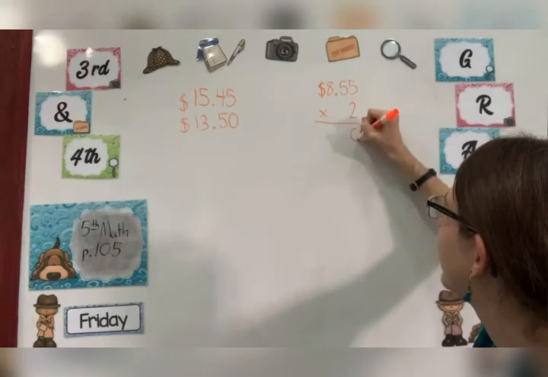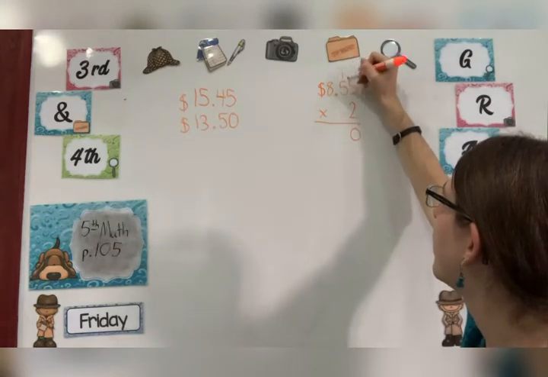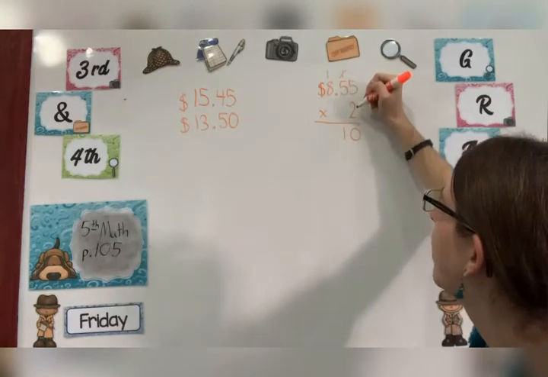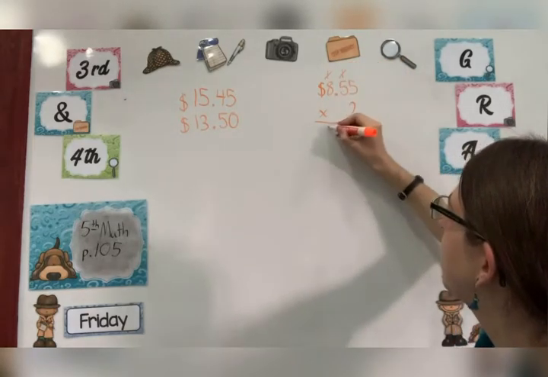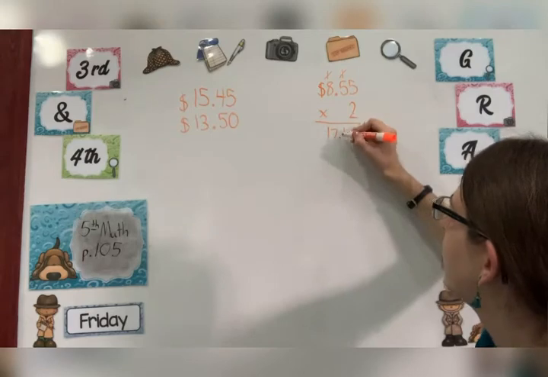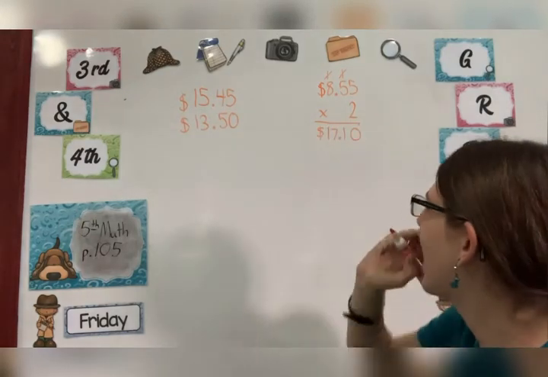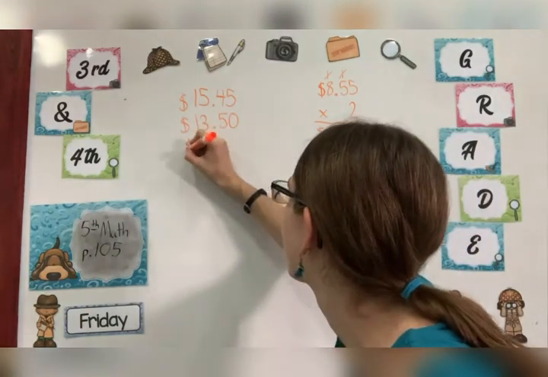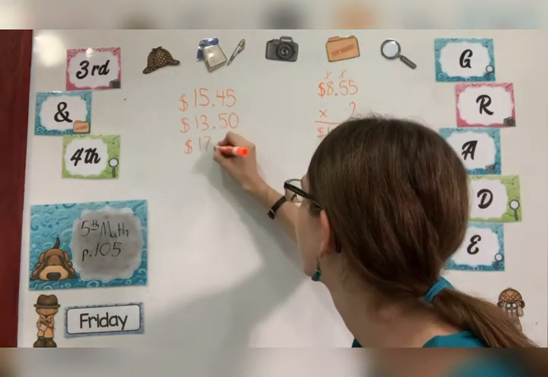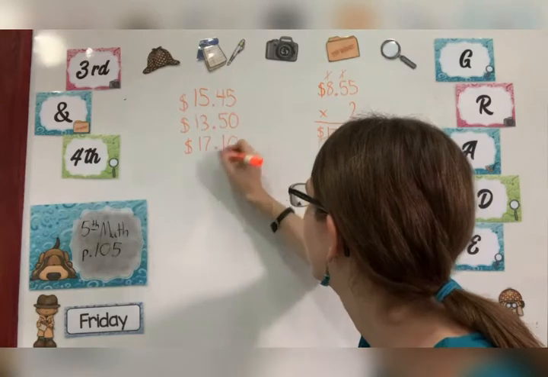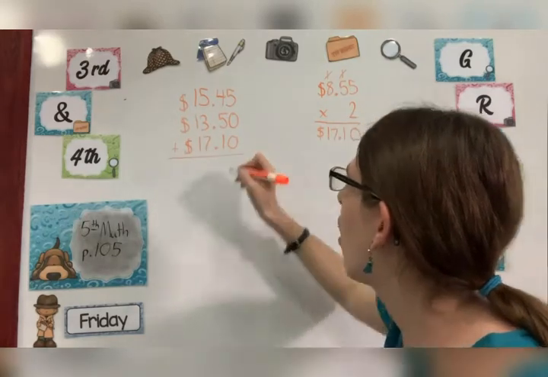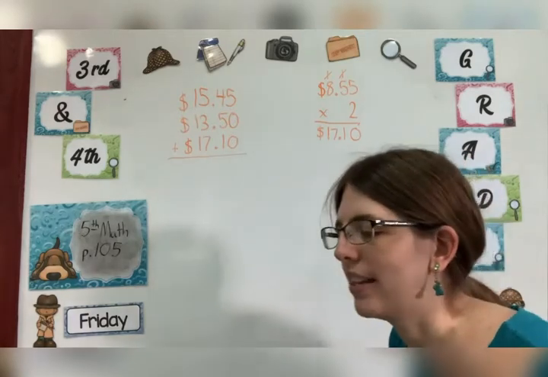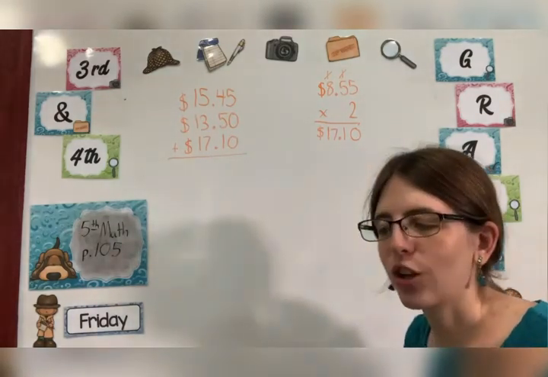2 times 5 is 10, carry my 1. 2 times 5 is 10, plus 1 is 11, carry my 1. 2 times 8 is 16, plus 1 is 17. So $17.10 for the toys. So I'm going to add all of that together, and that will be the total that he is going to spend. But that's not yet my answer.